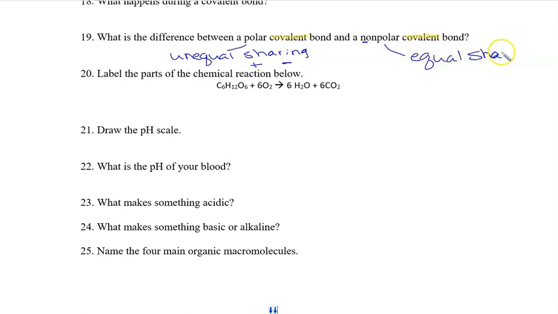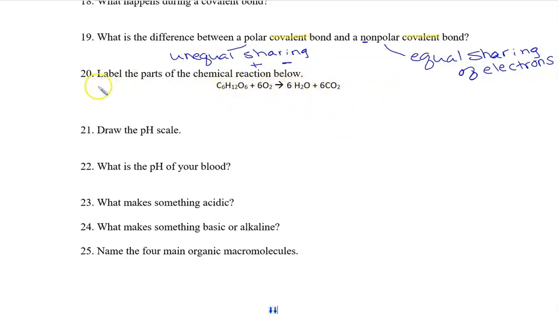Because it's covalent, it is sharing, and I'm talking about sharing of electrons. If you get equal sharing, you don't get one side positive and one side negative. So that makes a difference, and we'll be talking about those as we talk about things going across membranes, etc. And then I need you to know, and this is a chemical reaction, it'll come back to us, so might as well start memorizing this.